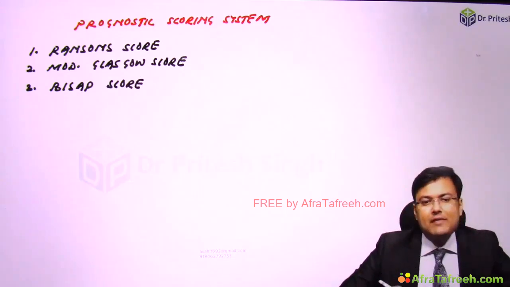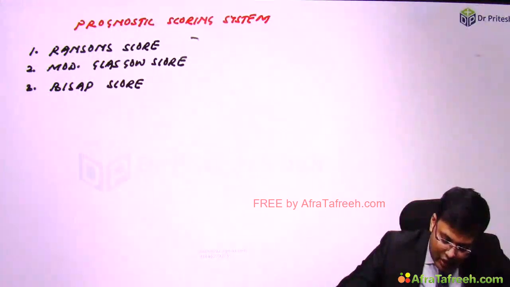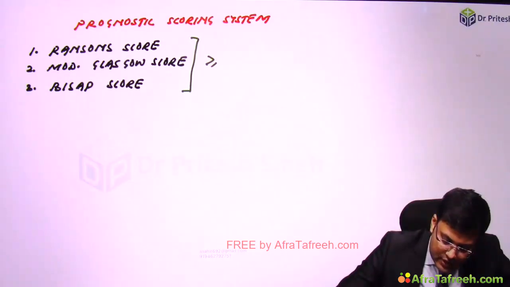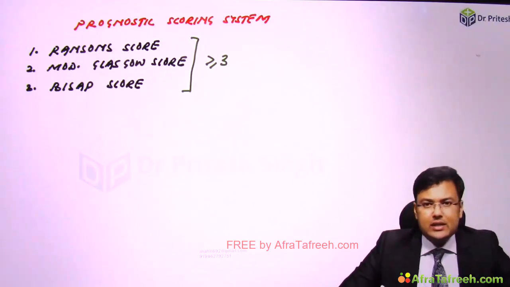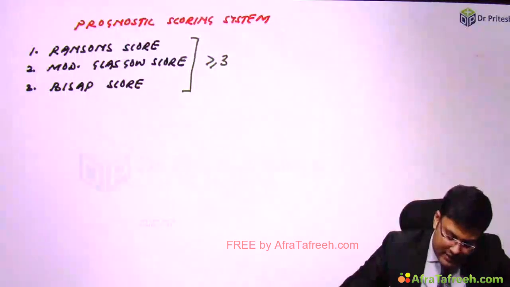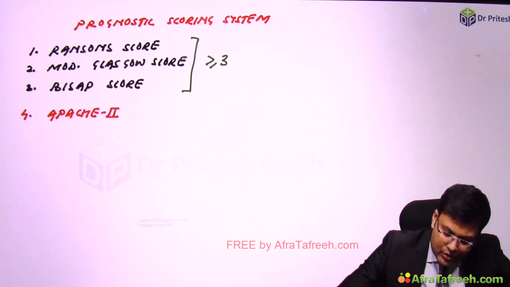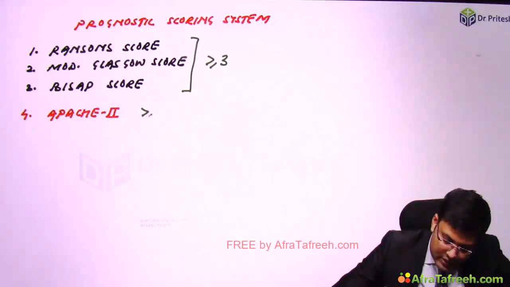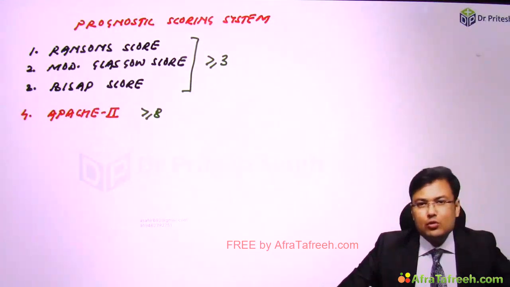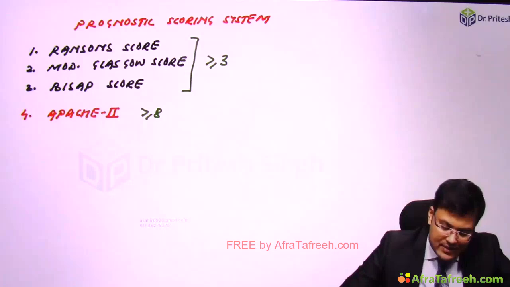Ranson score, modified Glasgow score, Bishop score. In all these three, if the score is more than or equal to 3, it is suggestive of severe acute pancreatitis. After that, there is APACHE 2. How much should be the score in APACHE 2? Here, more than or equal to 8. If it's more than or equal to 8, it is suggestive of severe acute pancreatitis.